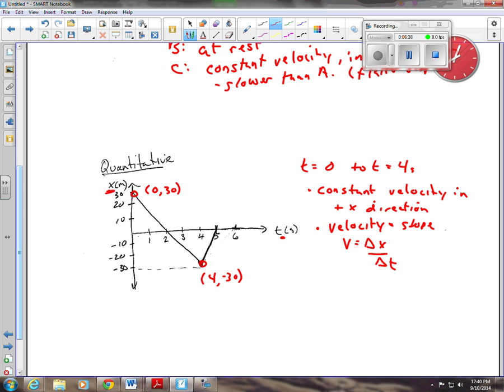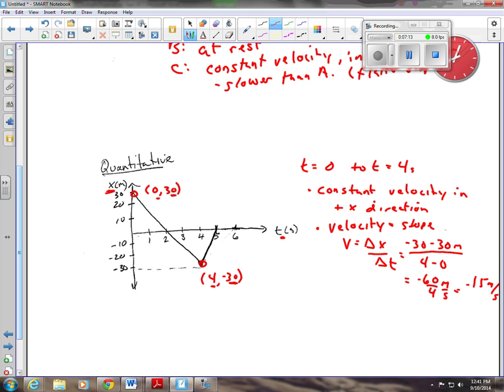So when I do my change, my y value changed from positive 30 to negative 30. So I'm going to do negative 30 minus 30. I always do the second one minus the first one. And these were in meters. I'm going to divide that by 4 minus 0. So I subtract my y values, this one minus this one, and I subtract the times, that one minus that one. When I do this, I get negative 60 over 4 meters over seconds, or minus 15 meters per second.